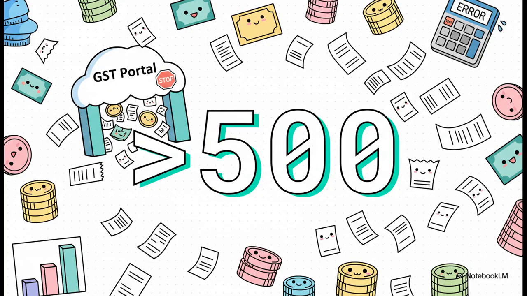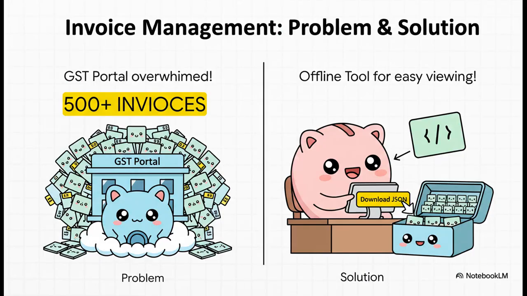Now, here's a quick pro tip, especially for businesses with a lot of transactions. The GST portal has a limit on how many invoices it can show you on the screen at one time, and that number is 500. So if you've got more than 500 invoices in a single month, you won't be able to see them all online. But don't worry, there's a simple workaround. You just download the JSON file and open it with the government's GST Returns offline tool. That'll let you see and work with all your data, no matter how much there is.